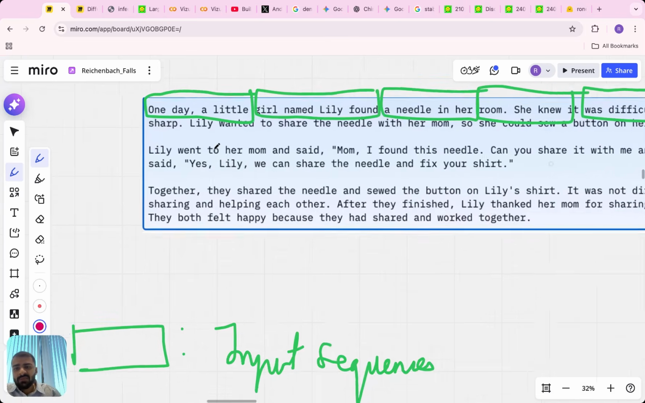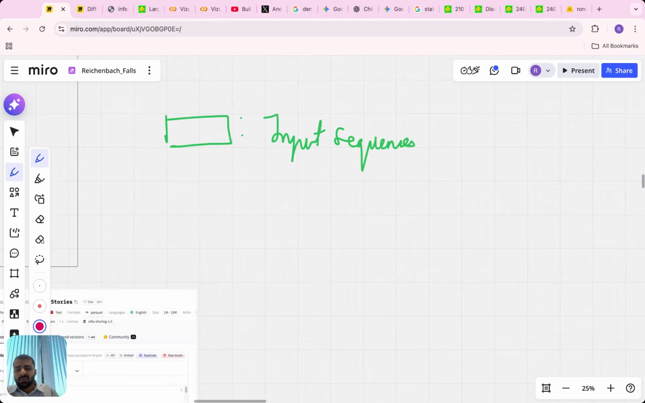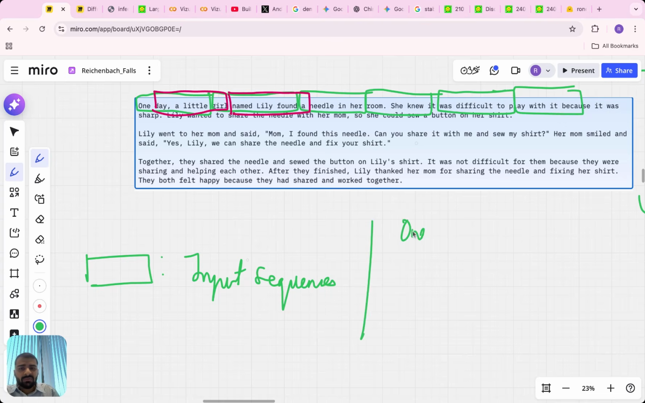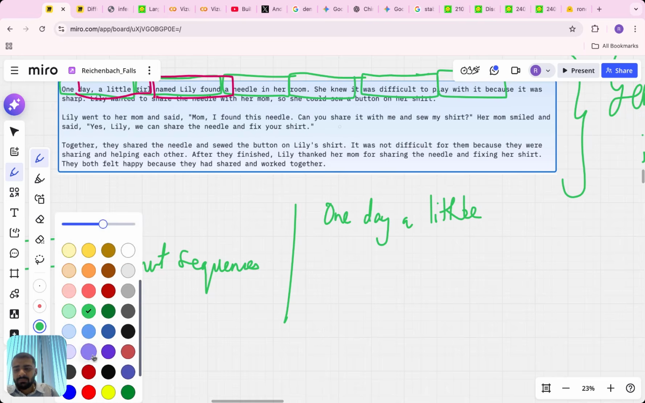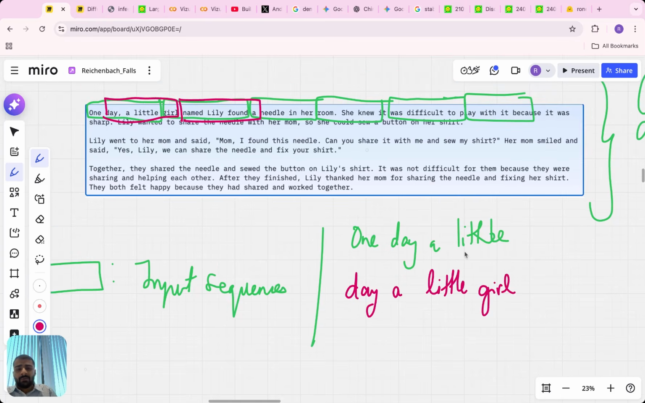So if this is my first input sequence, I shift it to the right hand side by 1. If this is my second input sequence, I shift it to the right hand side by 1. So let's say my first input sequence is "one day a little", and my first output sequence is "day a little girl". So this is my input sequence 1 and this is my output sequence 1.